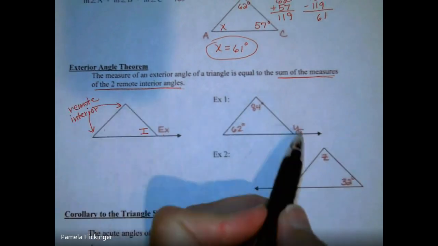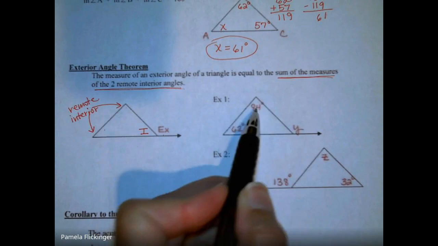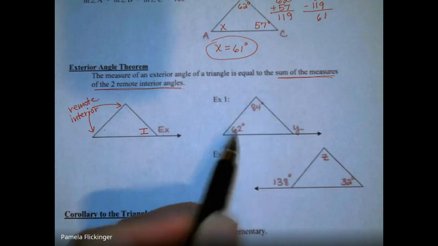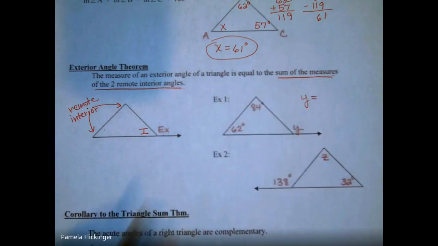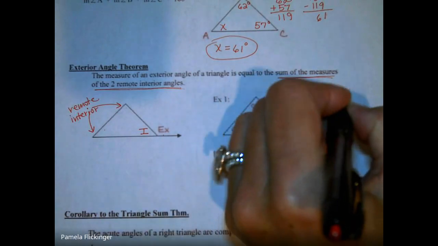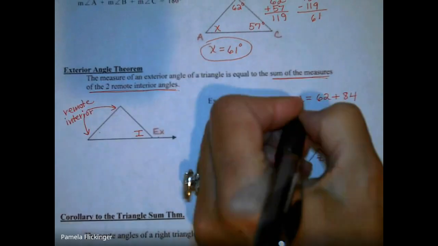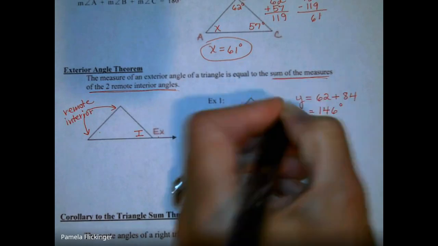So again, the rule says an exterior angle equals the sum of the two remote interiors. So when I look at this picture, I know that y, because that's my exterior angle, is going to equal the sum of 62 plus 84. That's how I would set my equation up. And then we solve it and we get 146 degrees.